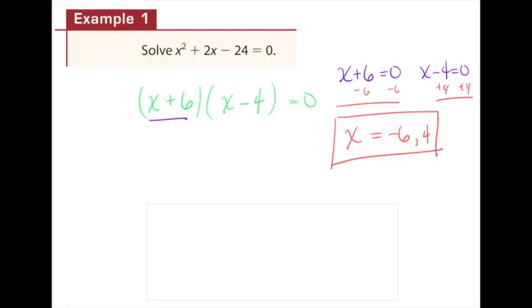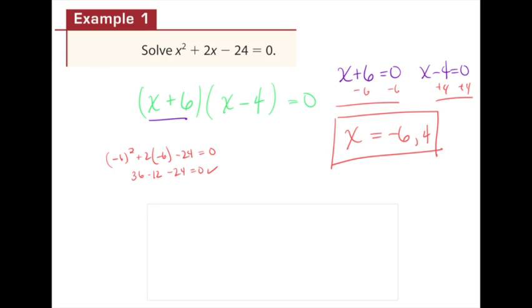You can plug it back in and check it. You could plug in a negative 6. So we could say negative 6 squared plus 2 times negative 6 minus 24 equals 0. You're going to get 36 minus 12 minus 24 equals 0. You will see that is true. Okay, and so you can plug these back in and solve. If you want to make sure that you got the right answer, you can check your work.